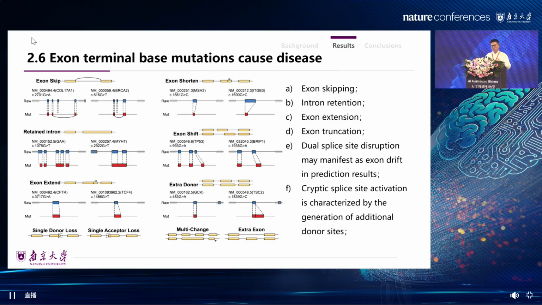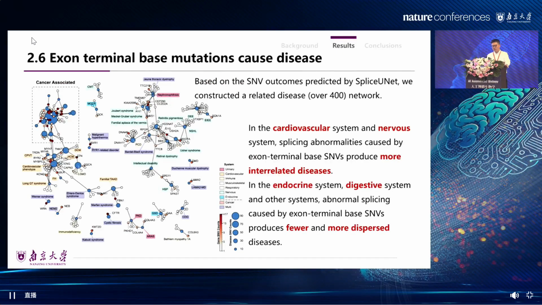In fact, we then use the SpliceRoulette model. We find that it was able to predict a whole spectrum of splicing abnormalities caused by these mutations, like exon skipping, intron retention, exon extension, and so on. Finally, we think that our model, SpliceRoulette, can predict the splicing caused by SNVs correctly.